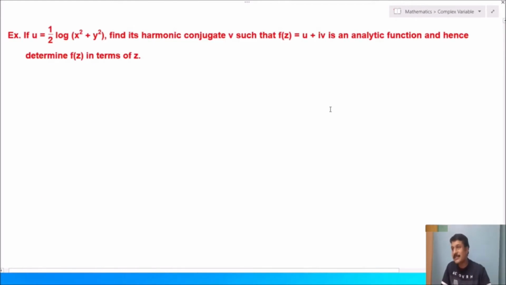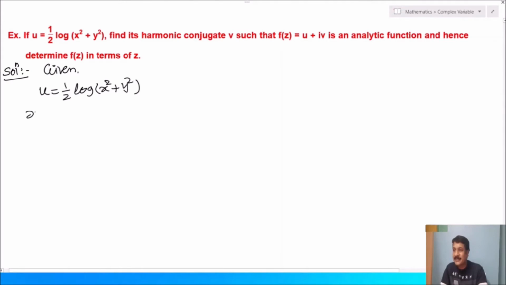Now consider another example. If u equal to 1 by 2 log of x square plus y square, find its harmonic conjugate v such that f of z is an analytic function, and hence determine f of z in terms of z. So again the same method. Solution: what is given here? u equal to 1 by 2 log of x square plus y square.